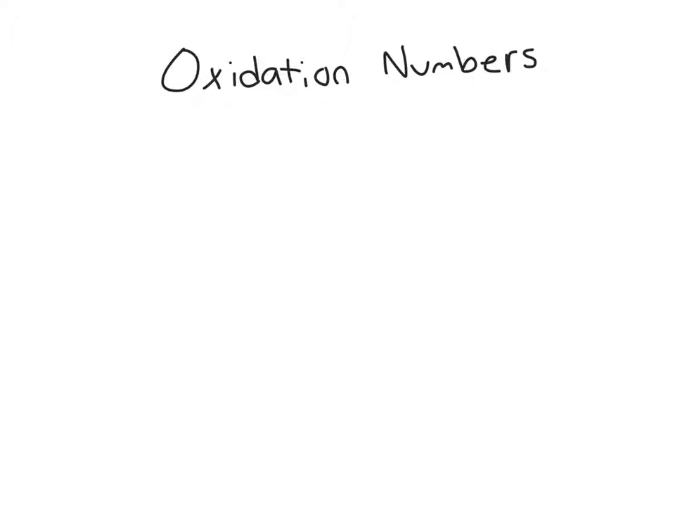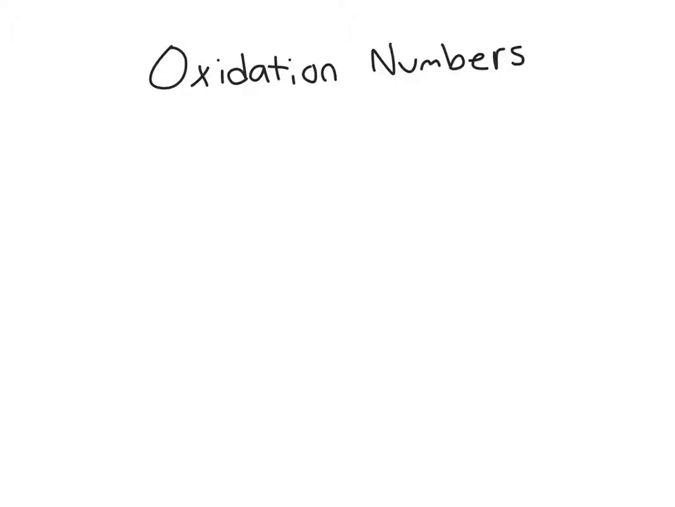Now, I do want to mention that we've been dealing with charges, so something like O2 minus. You might have noticed in class that I've been putting that negative symbol after the number. Well, when it's written before, that's an oxidation state. So if it was written like -2 O, that is an oxidation state.